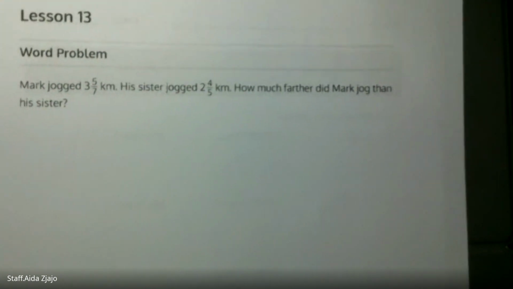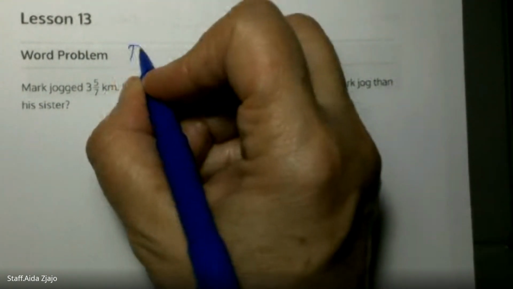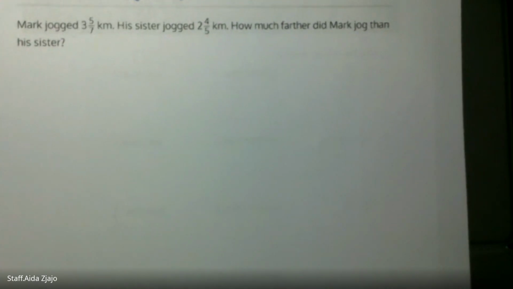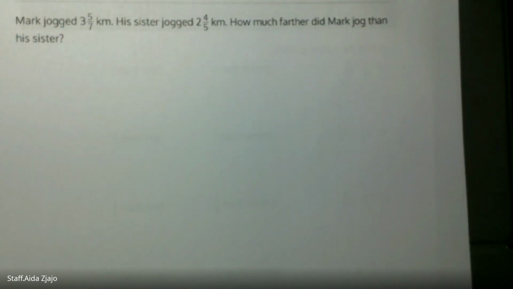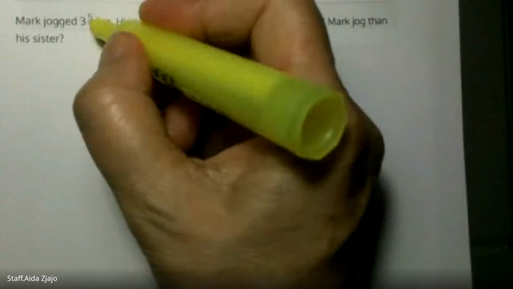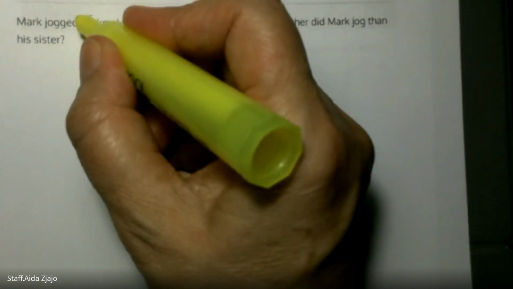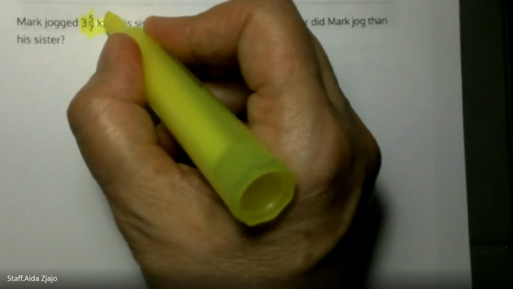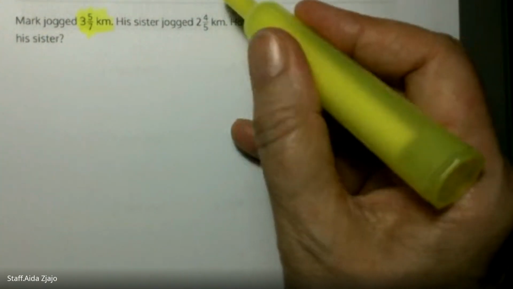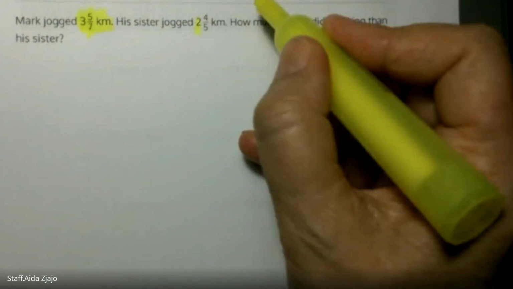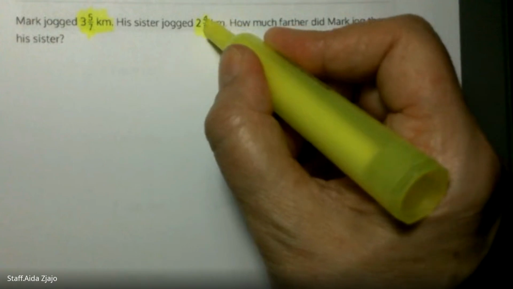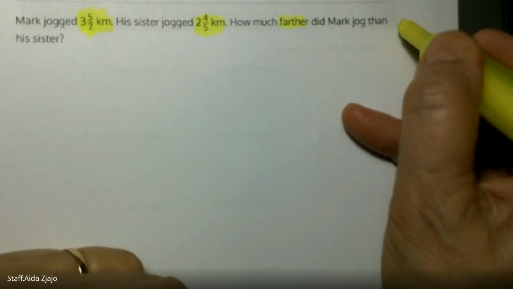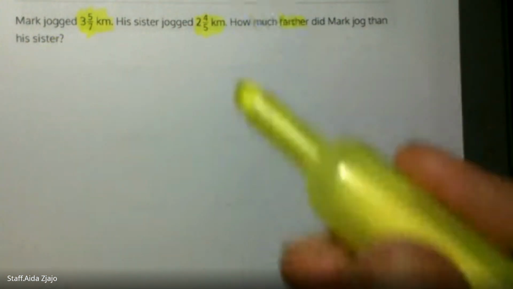We're going to use the strategy: read, draw, and write. Mark jogged 3 and 5/7 kilometers, 3 whole kilometers and 5/7 of the next kilometer. His sister jogged 2 whole kilometers and 4/5 of the next kilometer. How much farther did Mark jog than his sister?